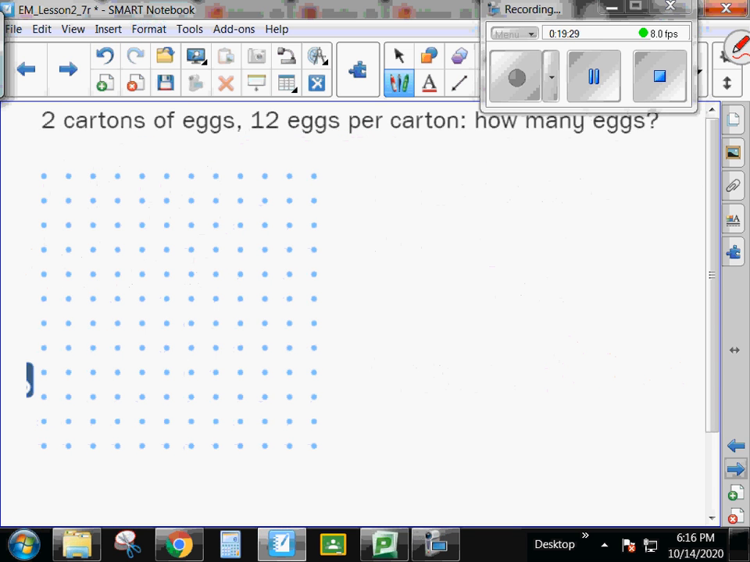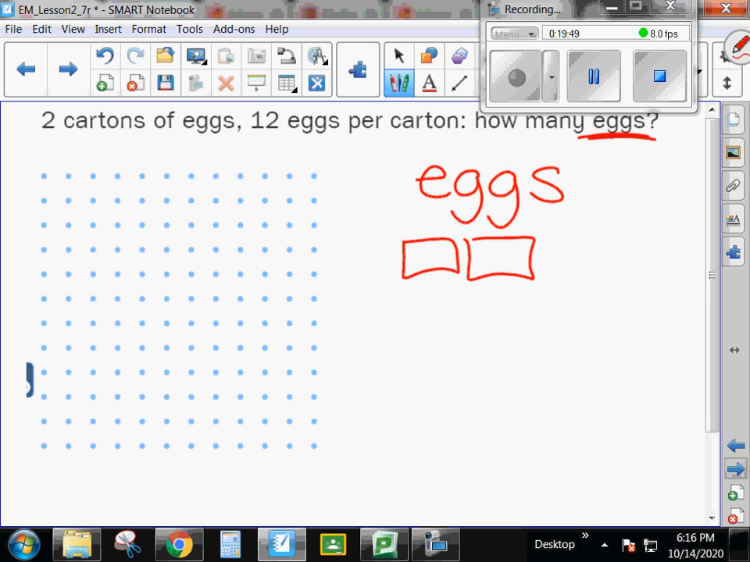All right, your last one that you have to do, it says there are 2 cartons of eggs with 12 eggs per carton, so how many eggs? Your topic is eggs, okay? That's what you're trying to find out. If I have 2 cartons of eggs, with 12 in each carton, what's my number model? 2 groups of 12. Go ahead and pause the video, draw your array to match that.